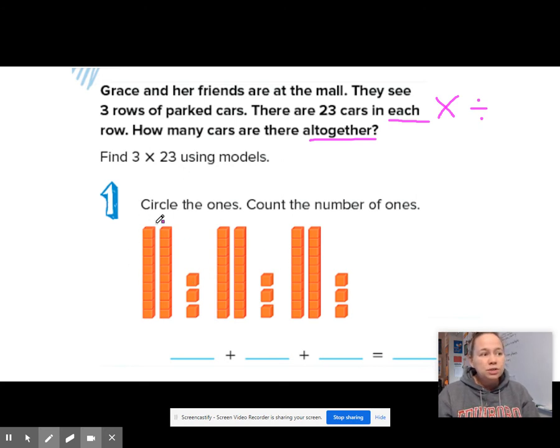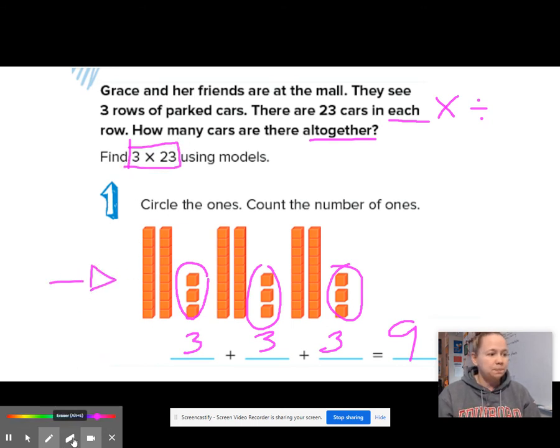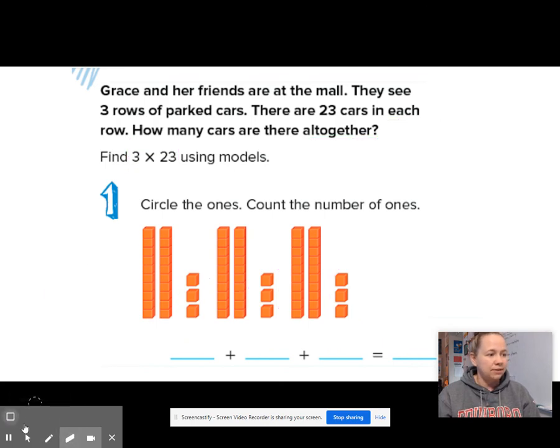So if we use our base 10 blocks, right, we have these ones. So let's circle our ones here. 3, 6, 9. So they want you to write here 3 plus 3 plus 3 equals 9. Okay, we're multiplying this using models. And these are our models. These base 10 blocks are one way of showing models. So we added our ones together.